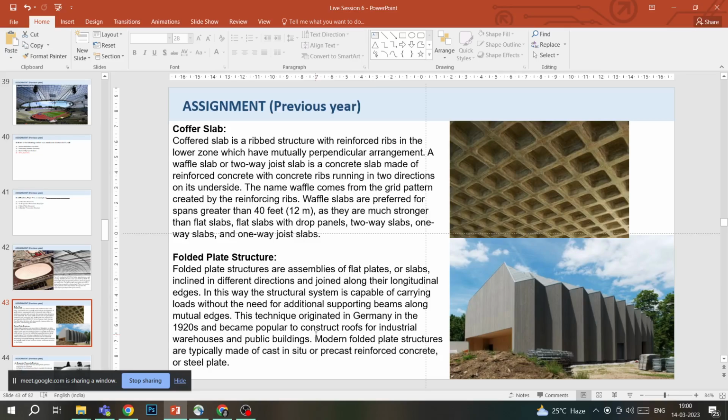Now, folded plate structure: different kinds of slabs that are joined at inclined directions along the longitudinal edges.